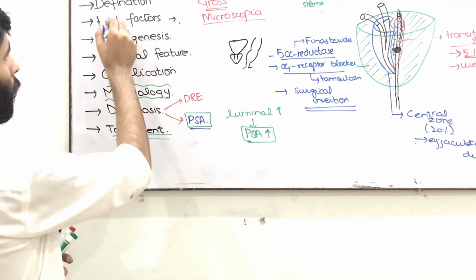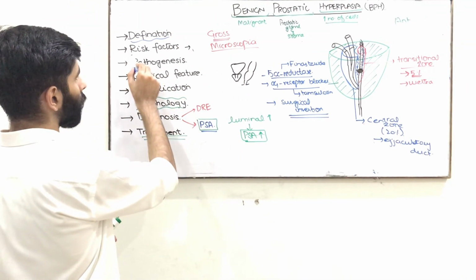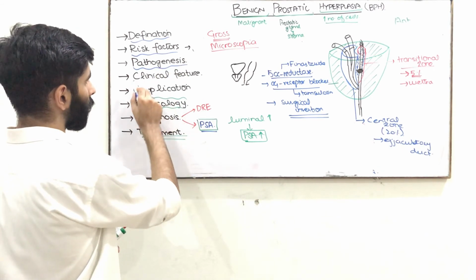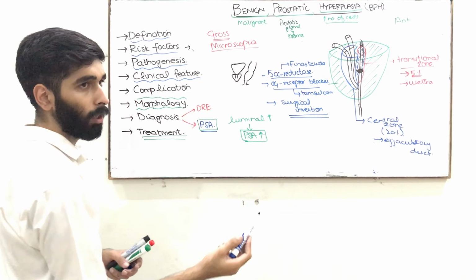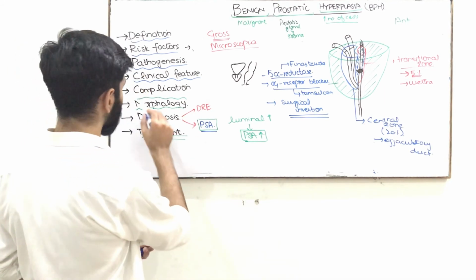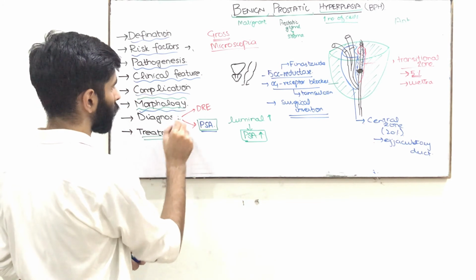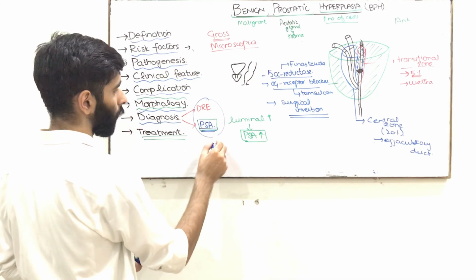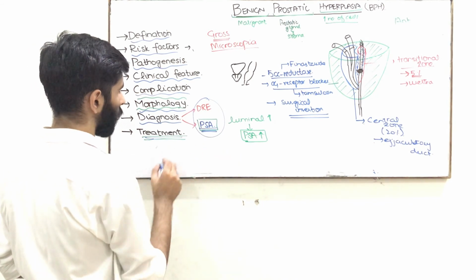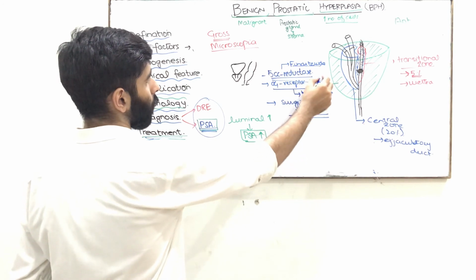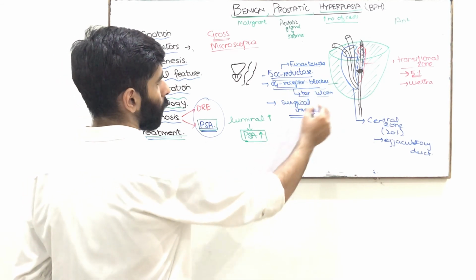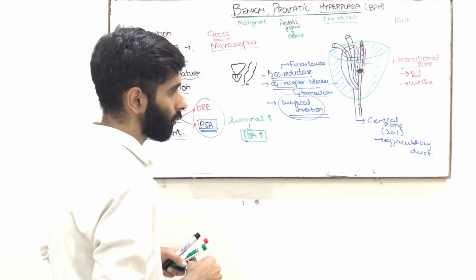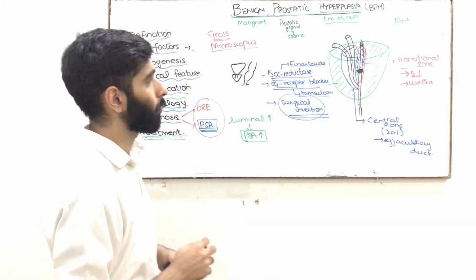So we have discussed the definition of benign prostatic hyperplasia, the various risk factors, the pathogenesis, the various clinical features due to the urine outflow obstruction, the various complications, the morphological picture, how to diagnose this case by digital rectal examination and prostate specific antigen, and the treatment. 5-alpha reductase inhibitors like finasteride, alpha-1 receptor blockers like tamsulosin, and if BPH is refractory to the medical treatment, surgical interventions are used. So here our lecture ends.